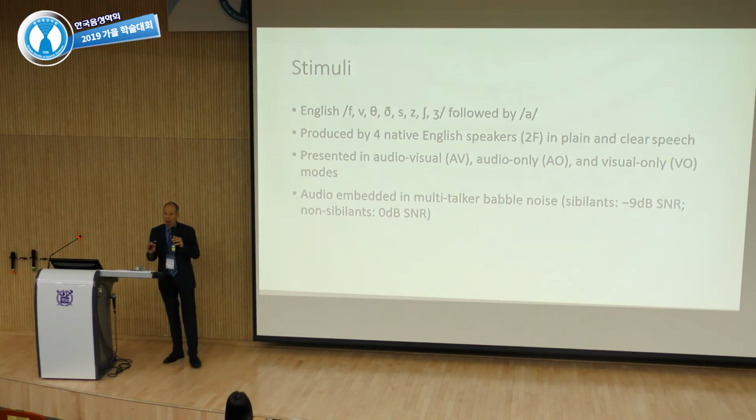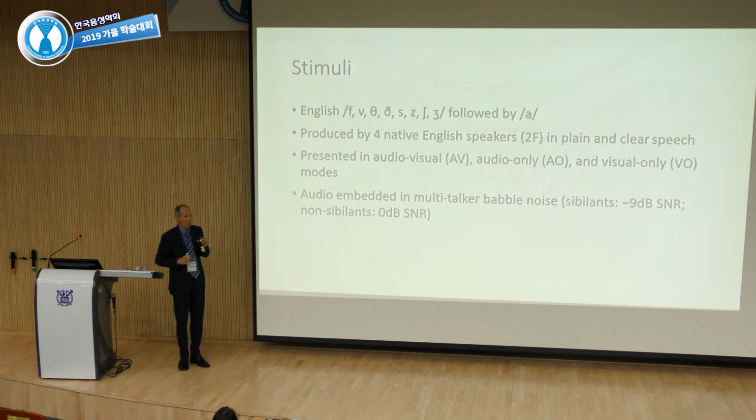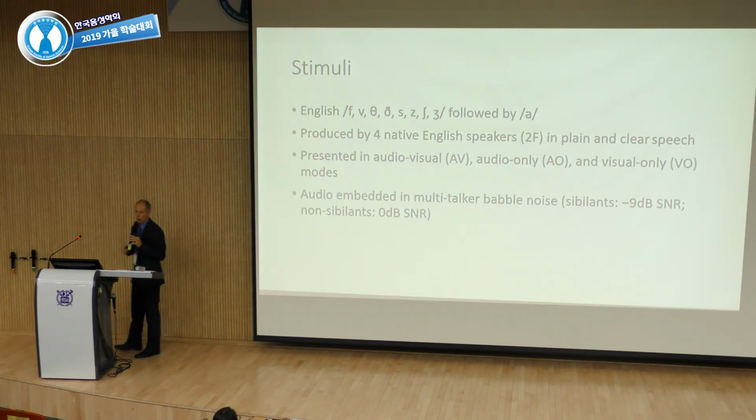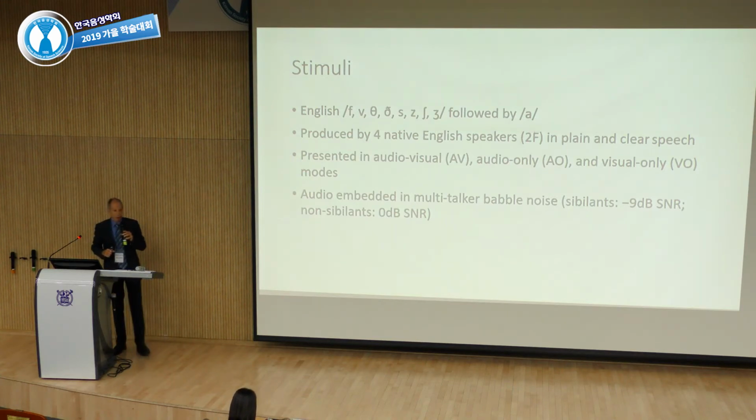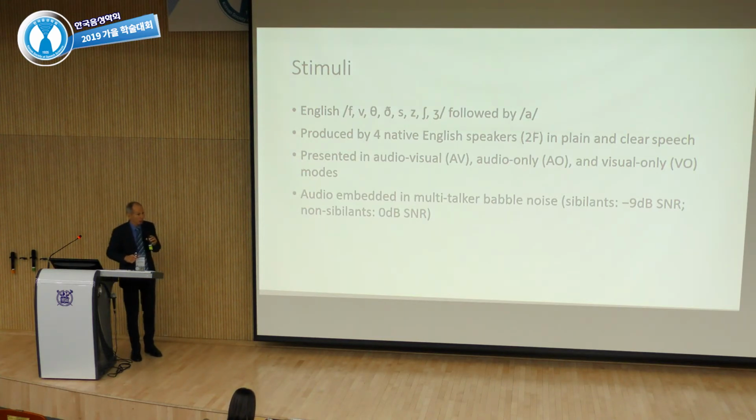We were looking for an error rate of about 25% so that we could look at differences. And what we found was that we had to embed the sibilants in a signal-to-noise ratio of about -9 decibels and the non-sibilants in a signal-to-noise ratio of 0 decibels. So that's what we did to get comparable error rates.